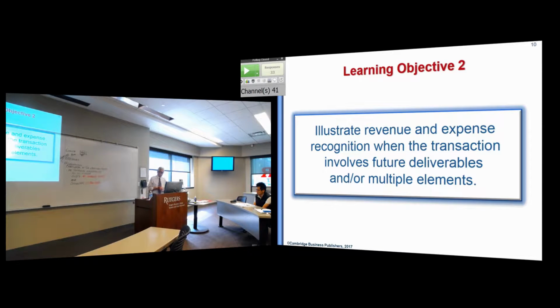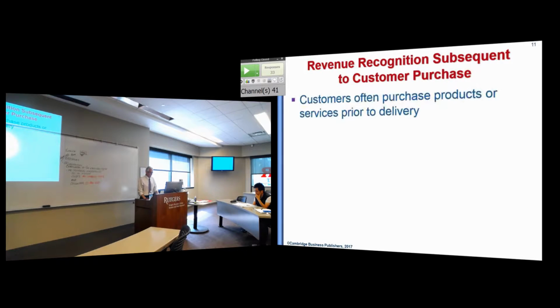with expense recognition and revenue recognition. But what we want to do here is talk to you a little bit about these multiple deliverables or sales with multiple elements. Sometimes customers will purchase products in a lump sum.